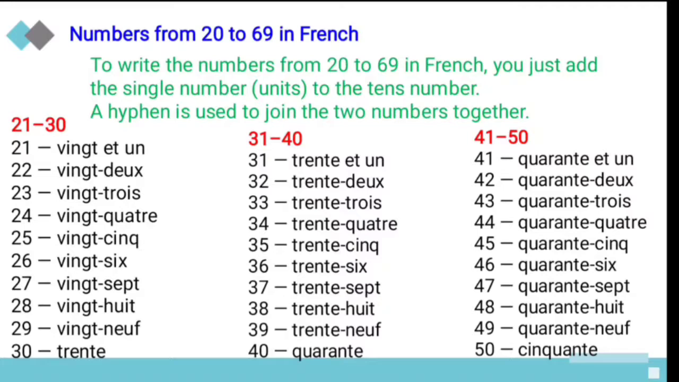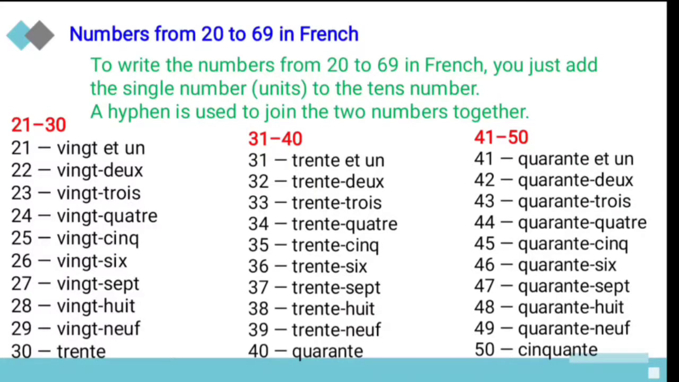Vingt means 20. Vingt et un, that is 21. In between you have to add et, that is vingt et un. Second is vingt-deux, that is 20 plus 2, 22, then vingt-trois, vingt-quatre 24, vingt-cinq 25, vingt-six 26, vingt-sept 27, vingt-huit 28, vingt-neuf 29, and 30, and 31st to 40.